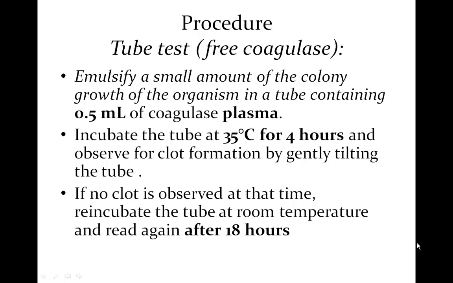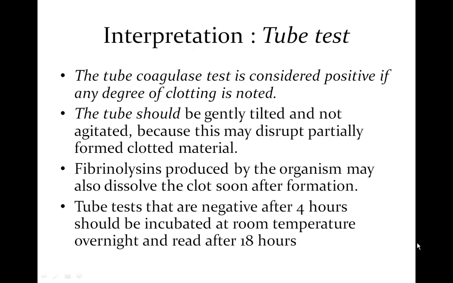Procedure for the tube test. Emulsify a small amount of colony growth of the organism in a tube containing 0.5 ml of plasma. Incubate at 35 degrees Celsius for 4 hours in the incubator and observe for clot formation by gently tilting the tube. If no clot is observed at that time, re-incubate at room temperature and read again after 18 hours. The tube should be gently tilted and not agitated because this may disrupt partially formed clotted material.